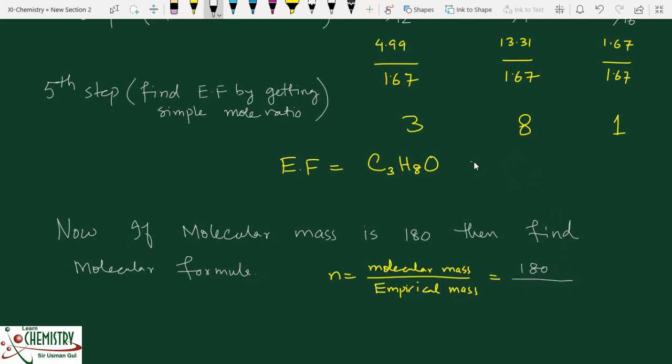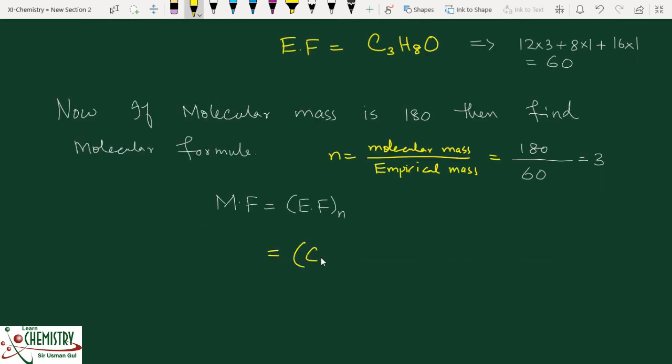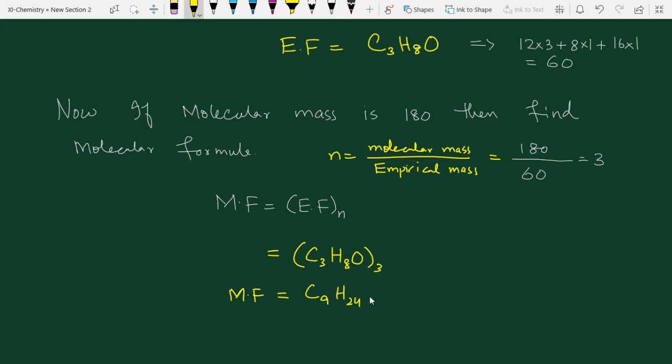Now I will find the empirical formula mass, that is 12 multiplied by 3 plus 8 multiplied by 1 plus 16 multiplied by 1. Okay, it is found to be 60. So I will divide this 180 by 60 and I will get 3. Okay, now what I have to do, I have to find the molecular formula by multiplying empirical formula with this number 3. So empirical formula is C3H8O and I will multiply by 3. So I will find molecular formula C9H24O3. So this is the molecular formula.